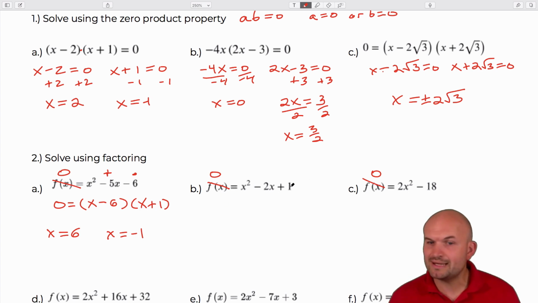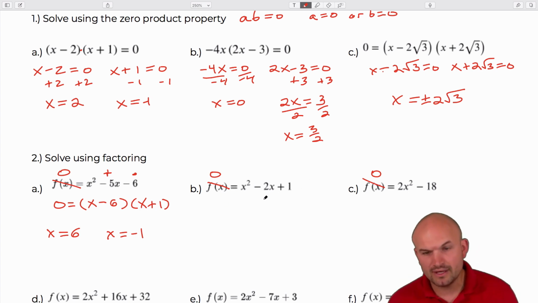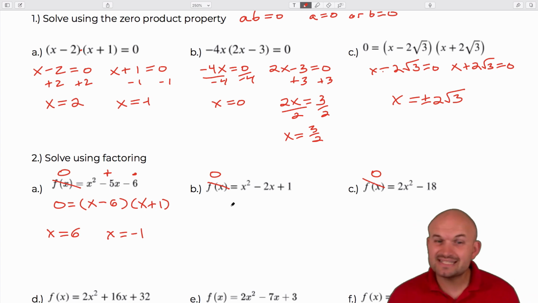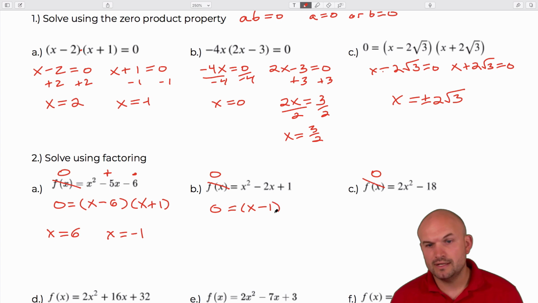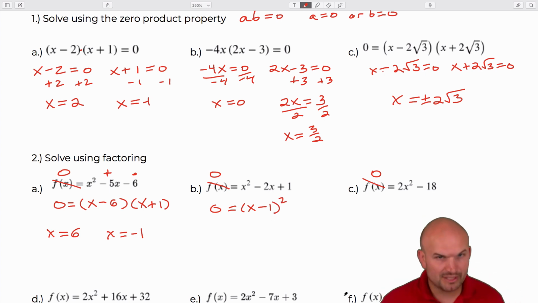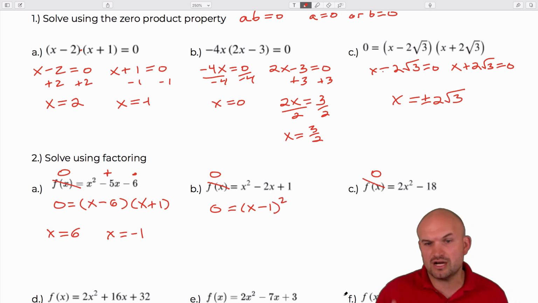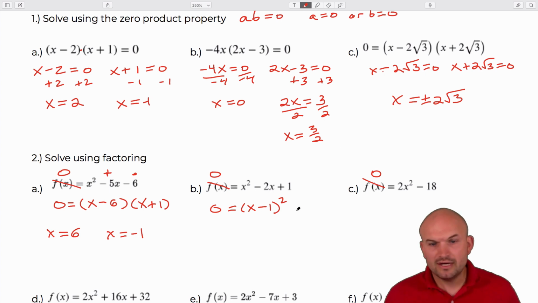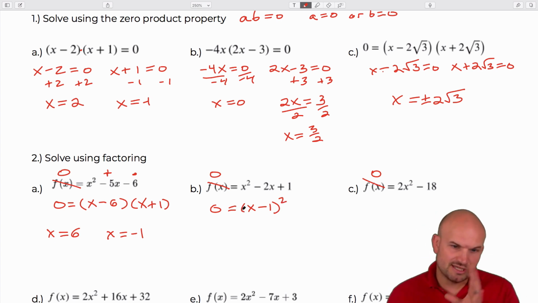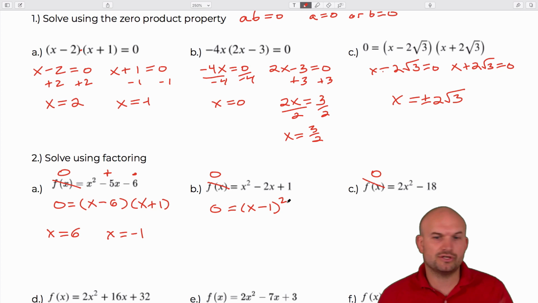In this next case here, we're going to do the same thing. What two numbers multiply to give me 1, add to give me -2? I recognize that's going to be the same number twice here. That's actually going to give us a perfect square trinomial. Now, a perfect square trinomial is something interesting that we're going to talk further about in this chapter. For right now, you could solve by using the zero product property, or you could use the square root method.